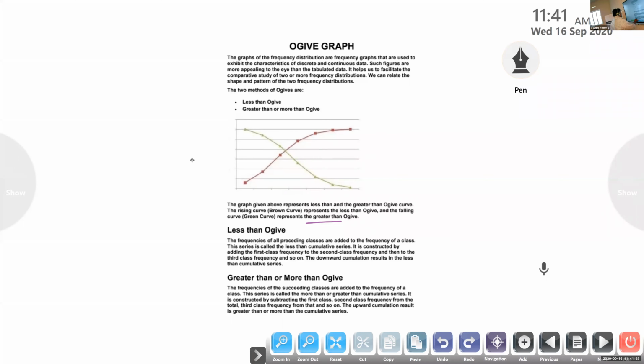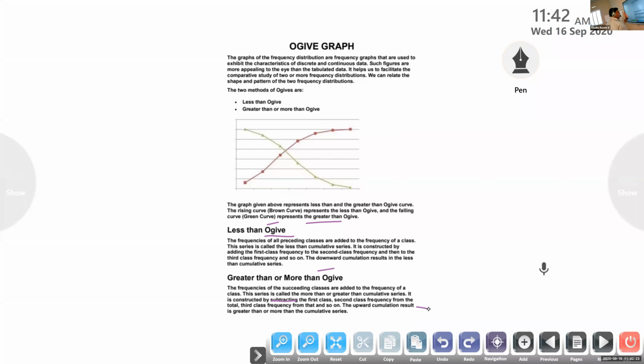It is constructed by subtracting. Here it is subtraction. In the more than type you want to subtract, in the less than type you want to add. The first class, second class frequency from the total, third class frequency from, and so on. The upward accumulation result is greater than or more than the cumulative series. Already you studied this in class 10.